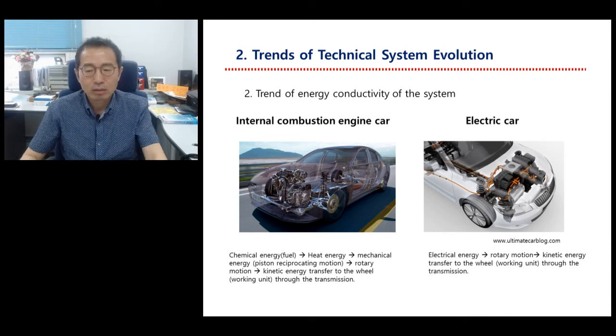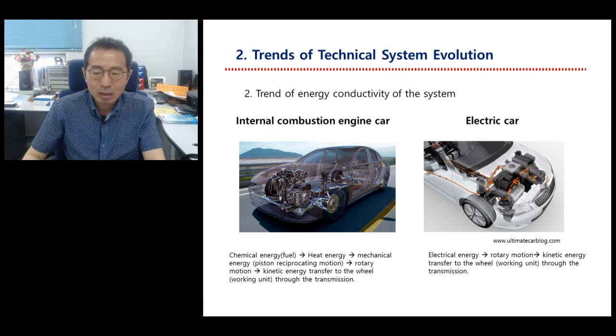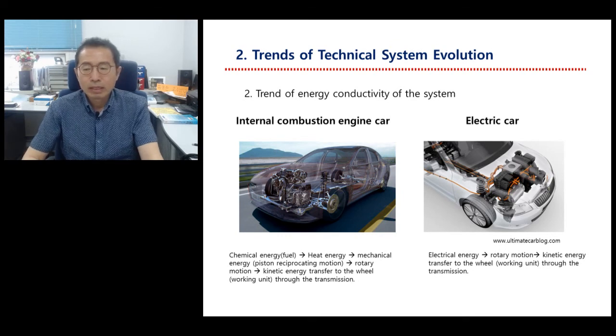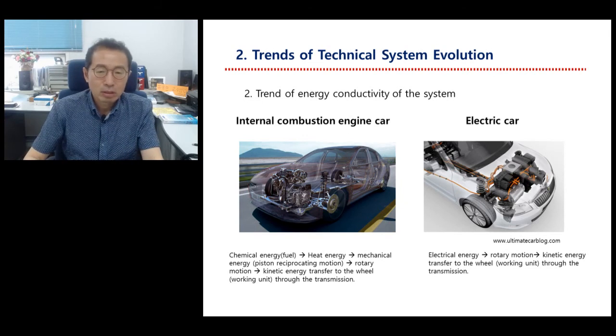Electric cars, on the other hand, directly convert electrical energy to mechanical energy, which is transmitted to the wheels through a transmission. Electric cars are not only eco-friendly but also very energy efficient compared to internal combustion engines. So internal combustion engine cars will disappear and electric cars will be used mainly.